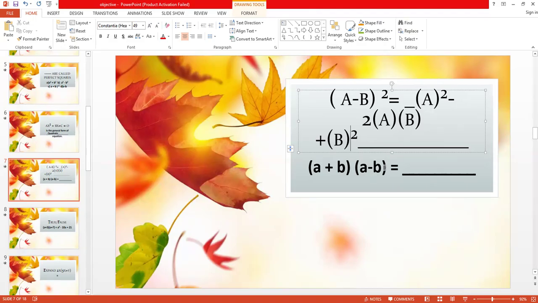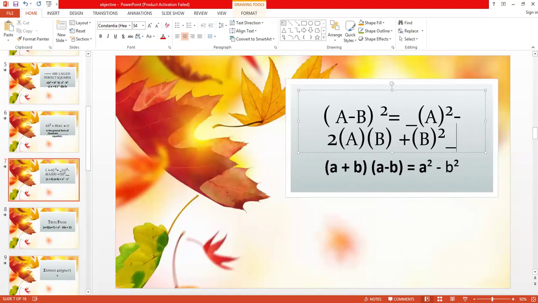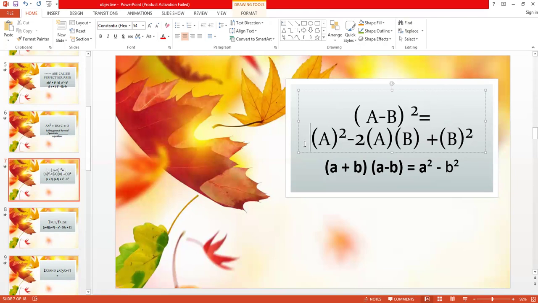Now we come to this a plus b, a minus b. When we have to open it, it is equal to a square minus b square. So this is the formula: a plus b, a minus b is equal to a square minus b square. Look here, we come to this one also. A minus b whole square is equal to a square minus 2ab plus b square. Clear?